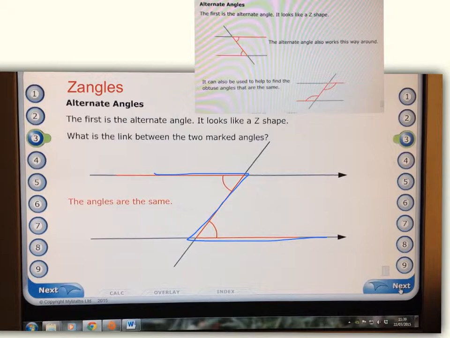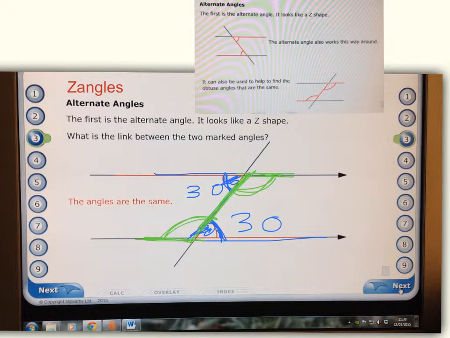You can tell from the size of this angle it's an acute angle, and on the other side is also an acute angle. They will be the same. So if that was to be 30, then this would also be 30. Likewise for the obtuse angles, there's your Z coming down here. Your Z's there, and your Z's there.